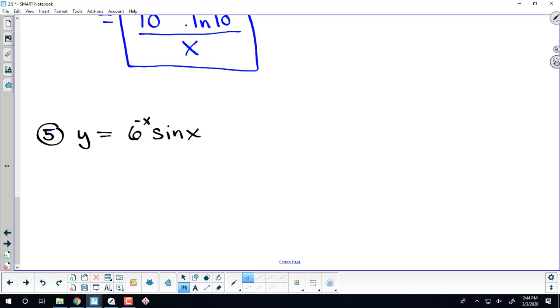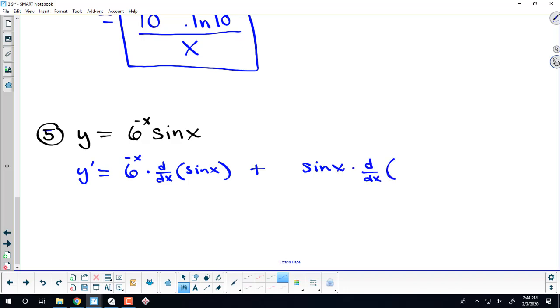We have the product of two functions of x. We're going to use the product rule. Have the first times the derivative of the second plus the second times the derivative of the first.